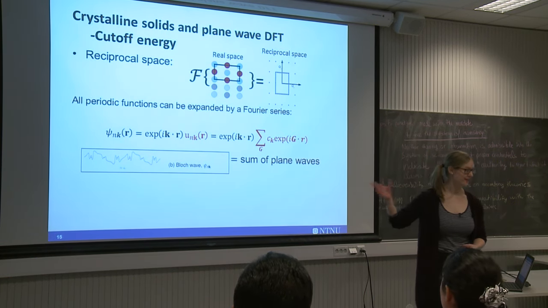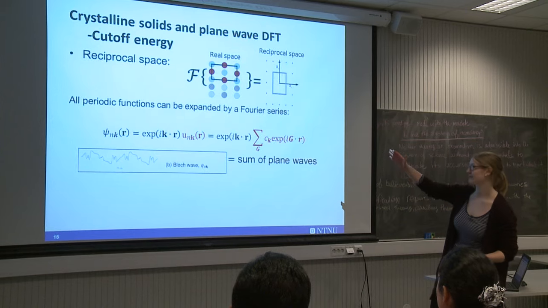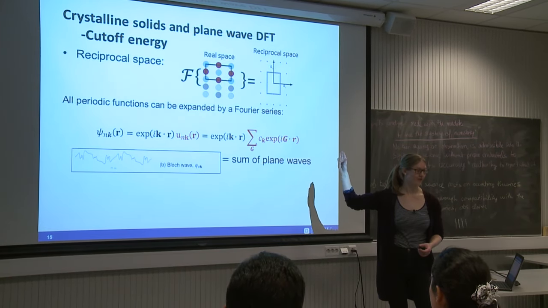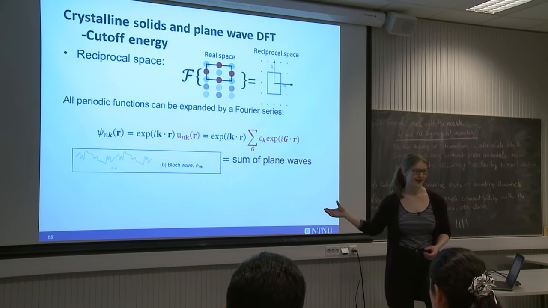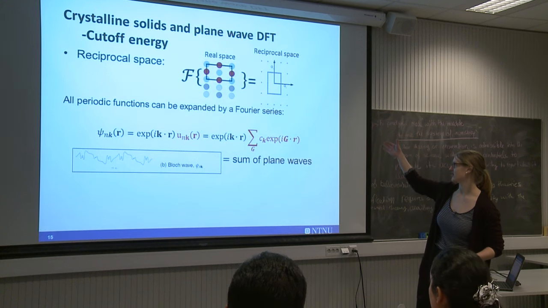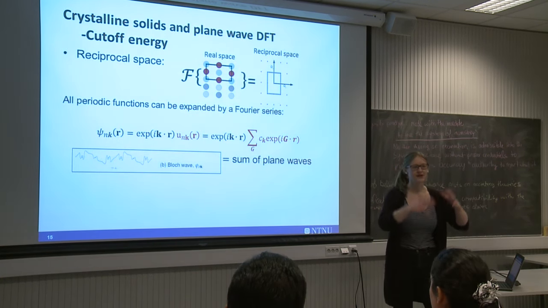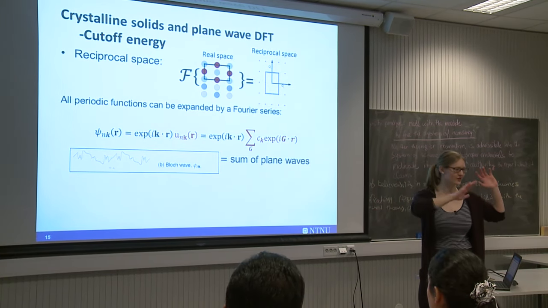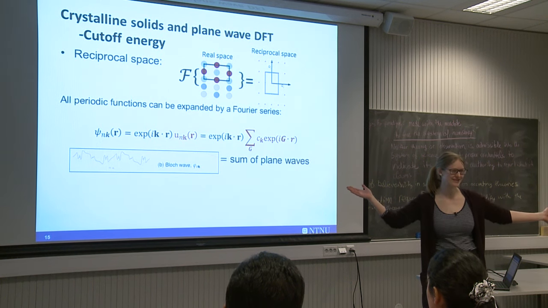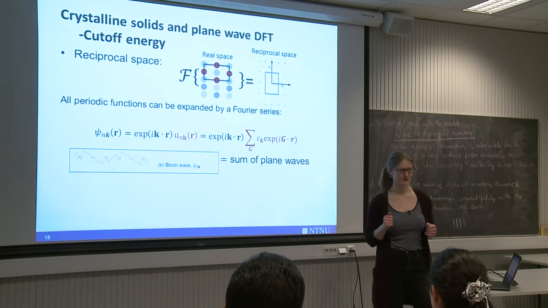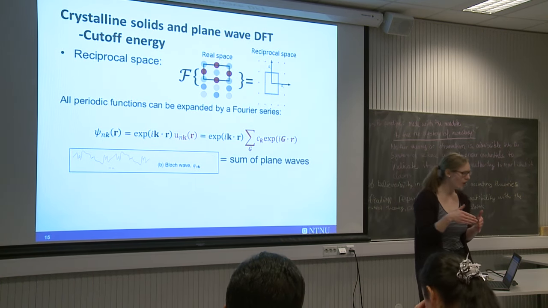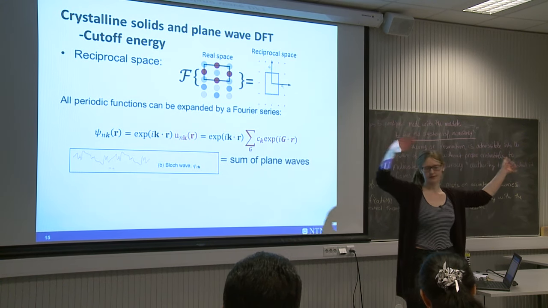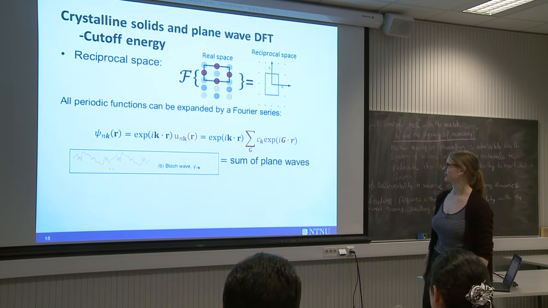Reciprocal space, mathematically, it's just the Fourier transform of your real lattice, where all the dimensions are turned upside down, basically. So everything which is large in real space turns small in reciprocal space, and vice versa. Small things in real space extend far in reciprocal space.